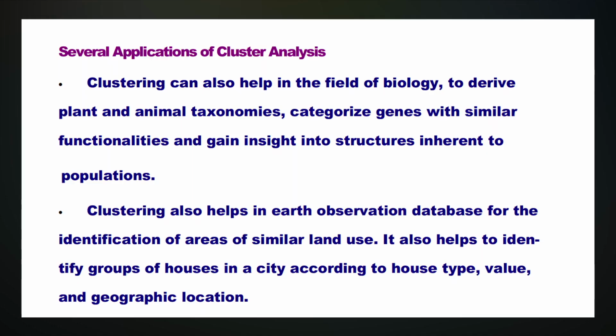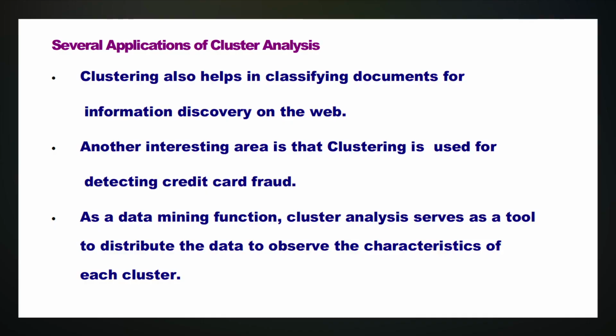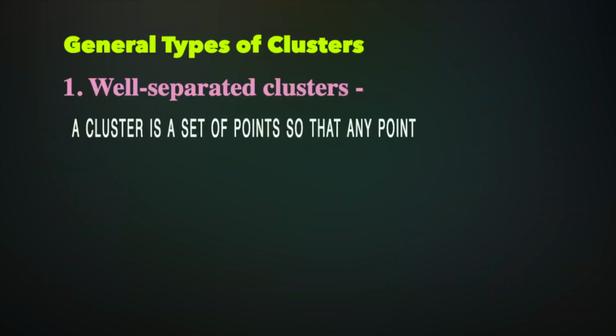Clustering can also help in the field of biology to derive plant and animal taxonomies, categorize genes with similar functionalities and gain insight into structures inherent to the populations. Clustering also helps in earth observation database for the identification of areas of similar land use. It also helps to identify groups of houses in a city according to house type, value and geographic location, and naturally this can be used for town planning. Clustering also helps in classifying the documents for information discovery on the web. Another interesting area is that clustering is used for detecting credit card fraud also. As a data mining function, cluster analysis serves as a tool to distribute the data to observe the characteristics of each cluster.